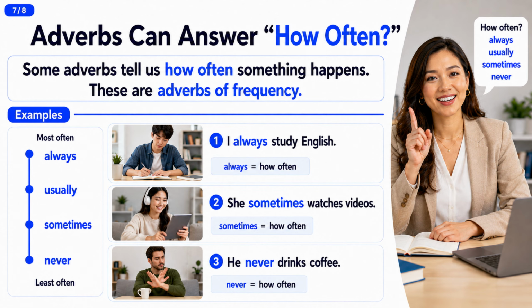Some adverbs answer the question, how often? These are adverbs of frequency. They tell us how often something happens. I always study English. She sometimes watches videos. He never drinks coffee. Common examples are always, usually, sometimes, and never.